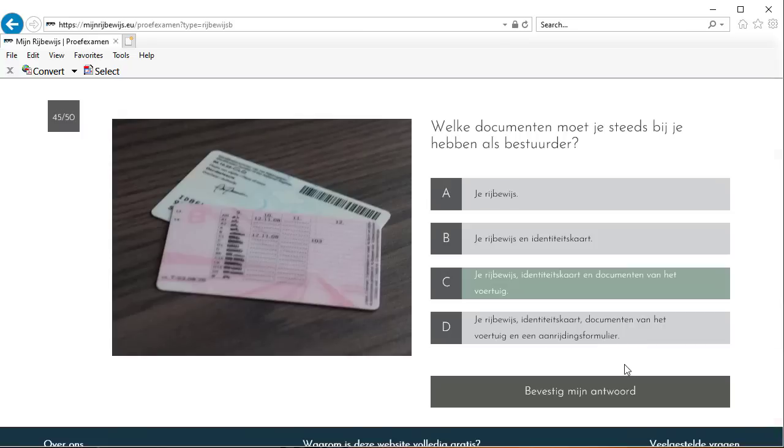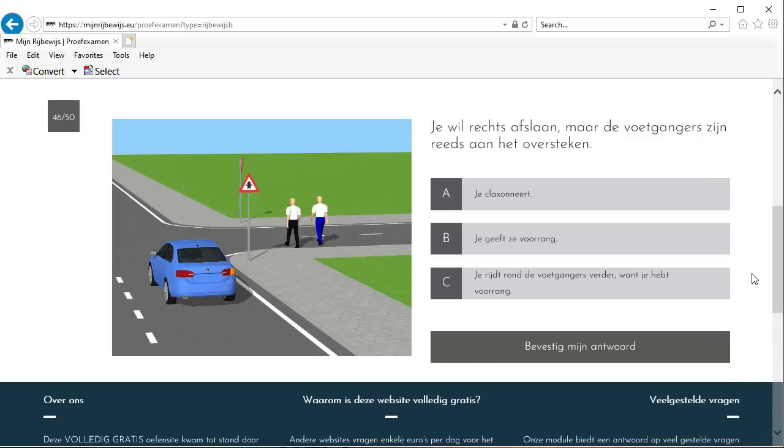Okay, next question. You want to turn right, but the pedestrians are already crossing the road. Option A is you horn. Option B is you give priority. You give them priority. Option C is you just ride because you have priority.